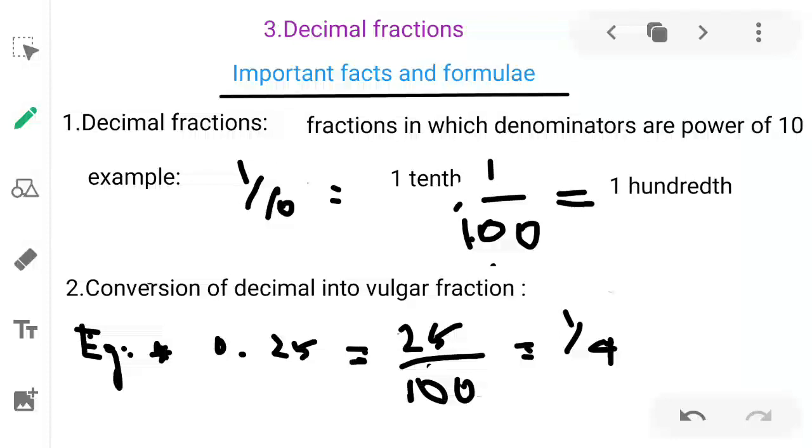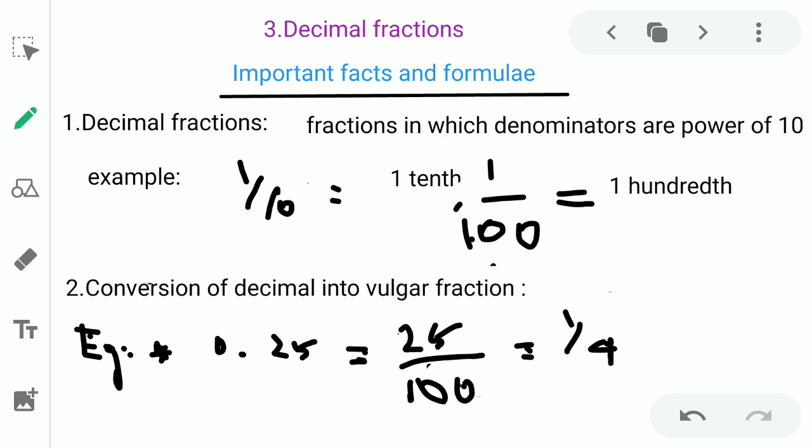Third one, decimal fractions, important facts and formulae. In this first one, decimal fractions are fractions in which the denominators are a power of 10. To find the decimal we have to divide by 10. So 1 divided by 10 is 1/10 and 1 divided by 100 is 1/100.